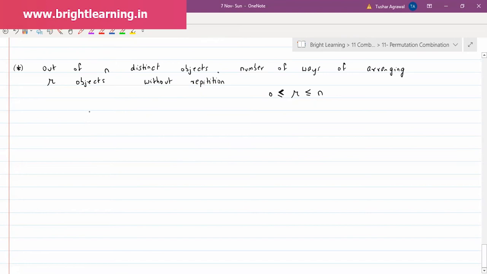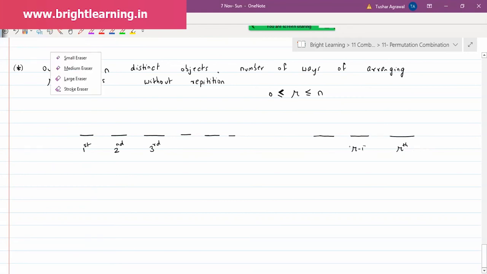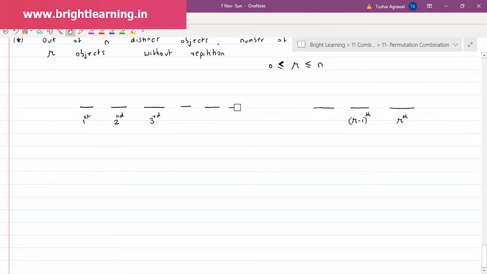So out of n distinct objects, the number of ways of arranging r objects without repetition. Keep this in mind. You have to fill up r places. This is the first position, second position, third position, fourth, fifth, sixth, and so on and so on. Lastly, this is the rth position. Before that, it is the (r minus 1)th position. These all we have to fill up.